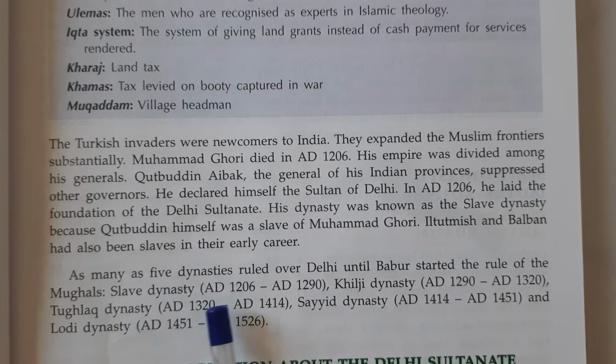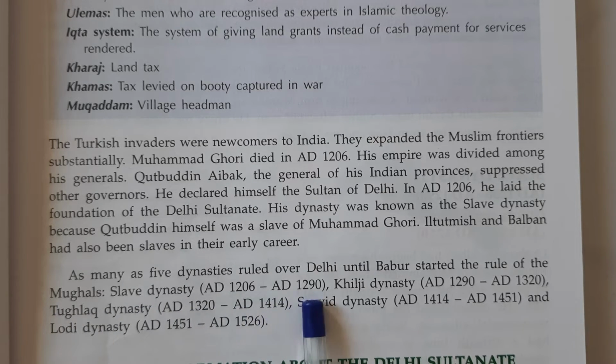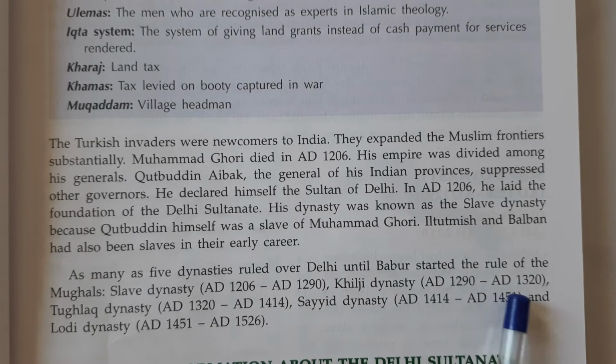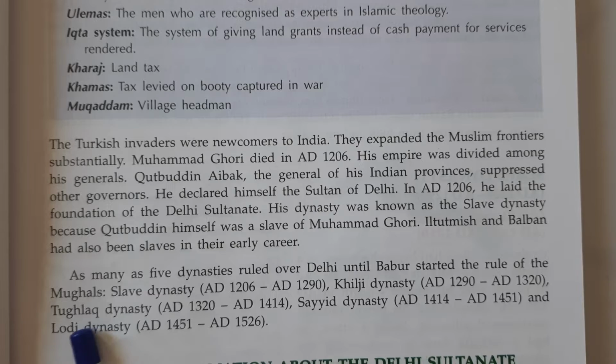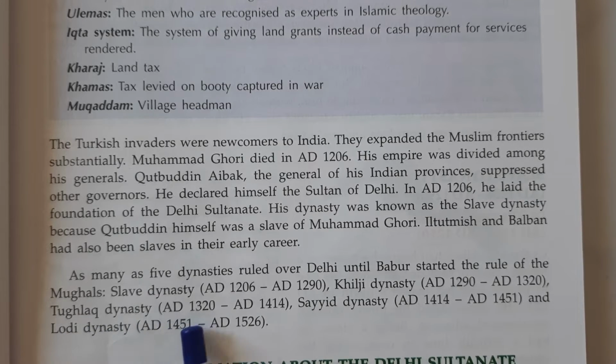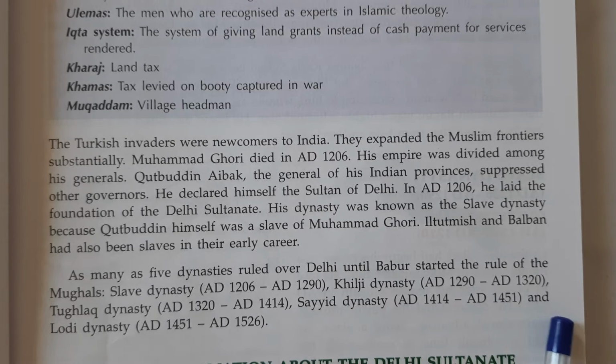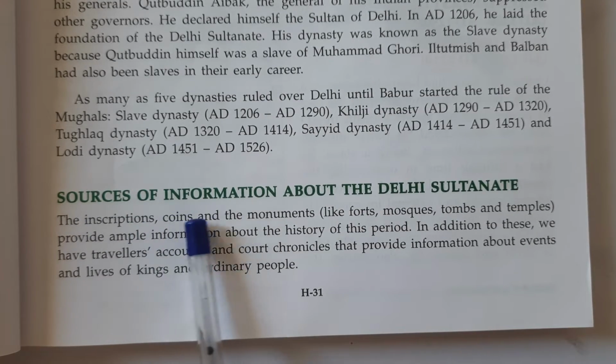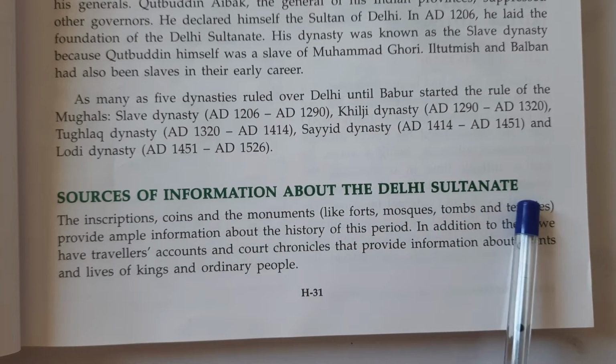Slave Dynasty, AD 1206 to AD 1290. Khilji Dynasty, AD 1290 to AD 1320. Tughlaq Dynasty, AD 1320 to AD 1414. Sayyid Dynasty, AD 1414 to AD 1451. And Lodi Dynasty, AD 1451 to AD 1526. Sources of information about the Delhi Sultanate.